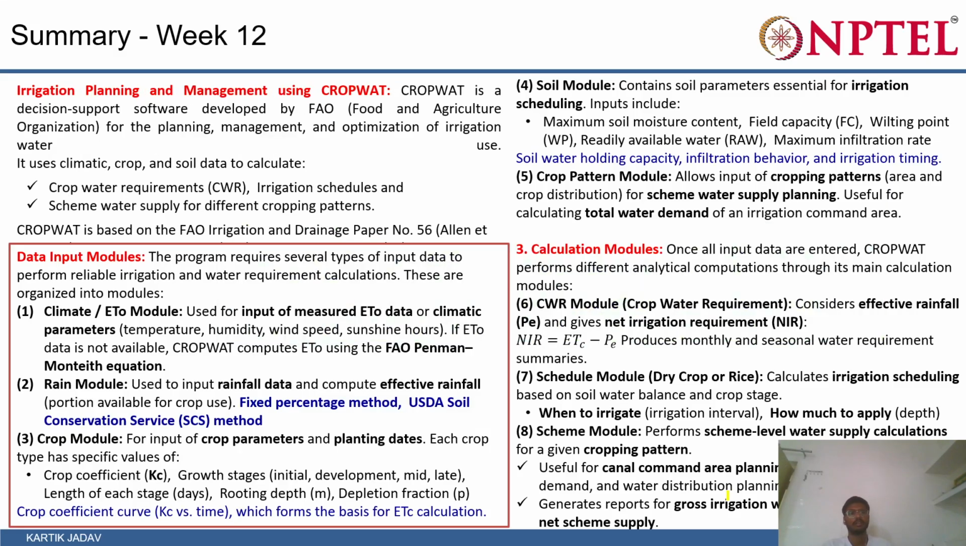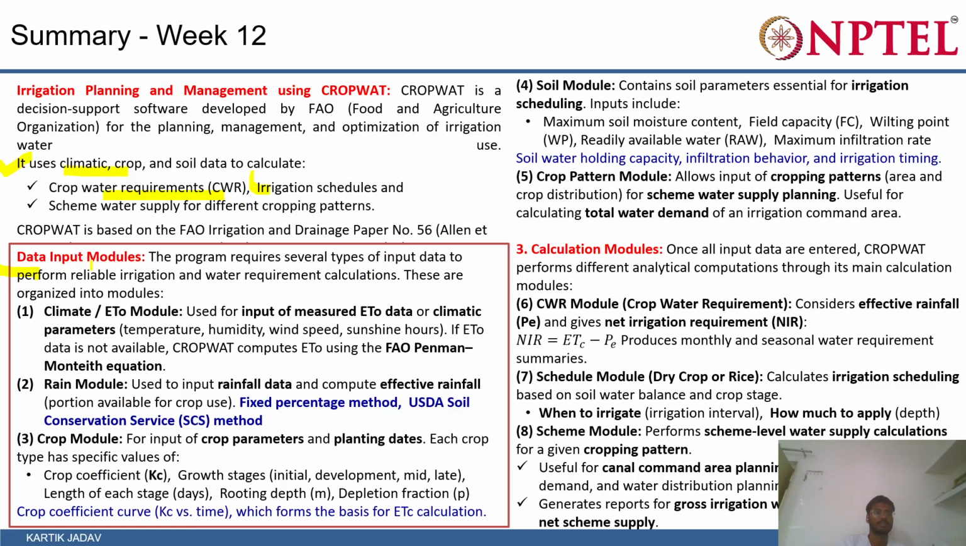And next to that, we have looked over CROPWAT. This CROPWAT model is a very fundamental and basic model that is widely used, developed by the Food and Agriculture Organization for planning, management, and optimization of irrigation water use. It uses climatic data, crop data, and soil data to calculate the crop water requirement, generate irrigation schedules, and schemes for water supply for different cropping patterns.